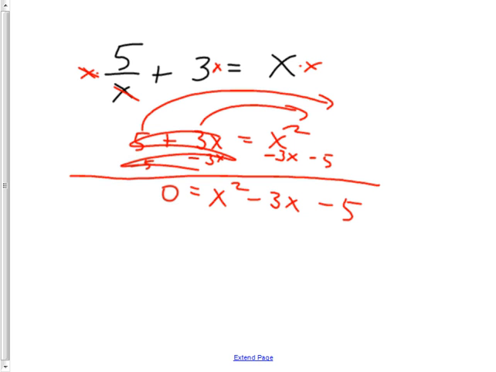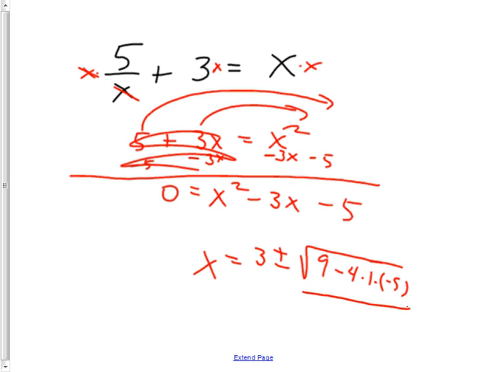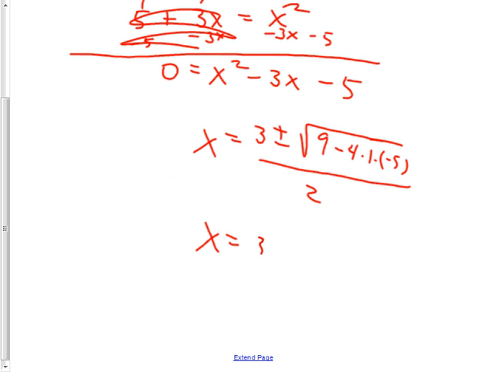Now, that doesn't factor, and therefore, I'm going to use quadratic formula. x equals negative b, which is 3, plus or minus the square root of b squared, which is 9, minus 4 times 1 times negative 5, all over 2a, which is 2. And then you should have said x equals 3 plus or minus square root of 29 all over 2. Raise your hand if you had that one right. Awesome. That's the base. You've got to be able to handle that. That's like the simplest kind.